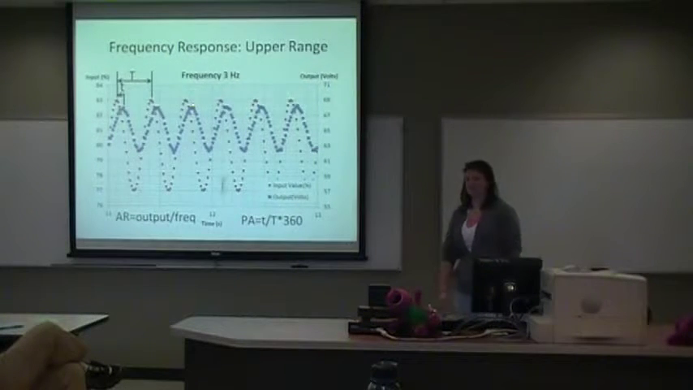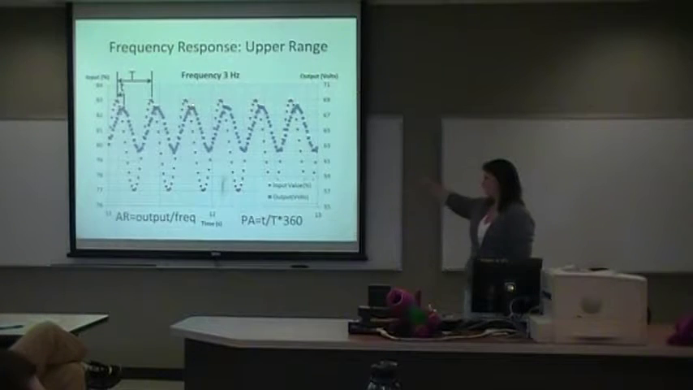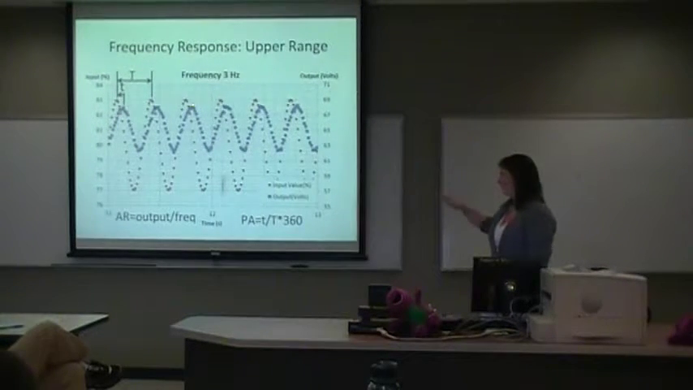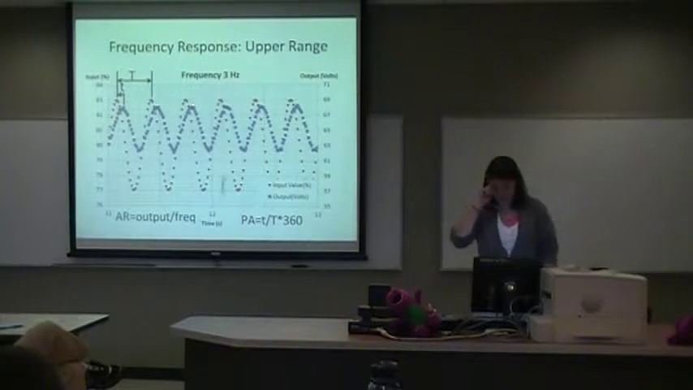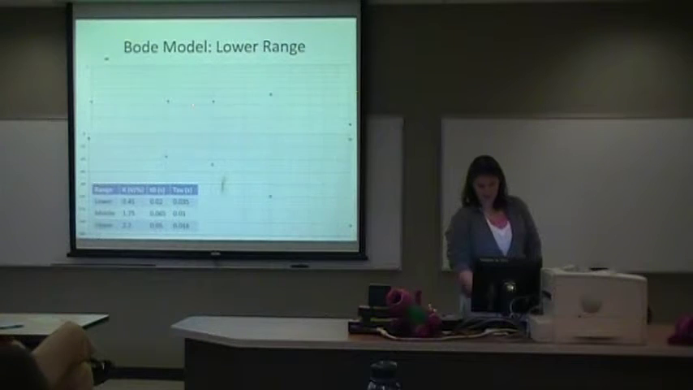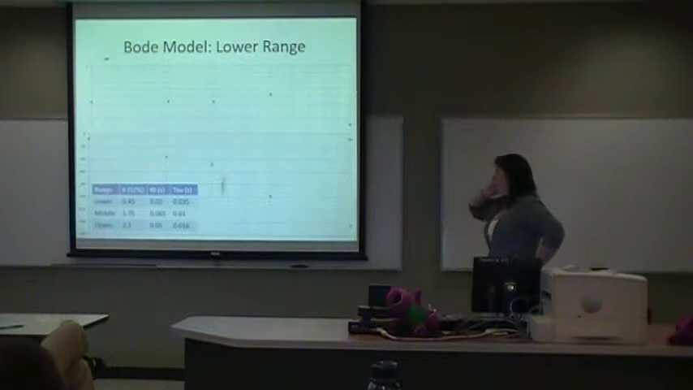Here we have an example of frequency response in the upper range, and from these we calculate the little t and big T, from which we get a phase angle and AR. Now from those values of PA and AR we get Bode models, and this was for the lower range. And then from these we would calculate a gain, and these would be essentially better approximations than the step functions.